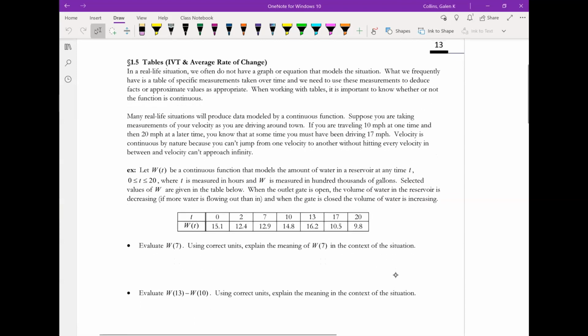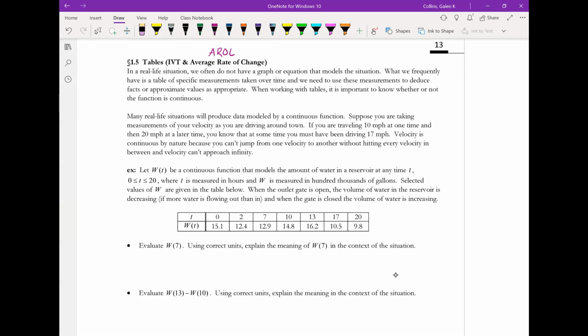All right, we're going to look at section 1.5 on tables. But really, the big concepts here are this thing called the IVT, which stands for the Intermediate Value Theorem, and average rate of change, which I will commonly abbreviate AROC. In IVT, we obviously abbreviate IVT. These two ideas are so important for what we do this year. I know you learn about average rate of change in Algebra 1 and then again in Algebra 2, but it's a really big deal.